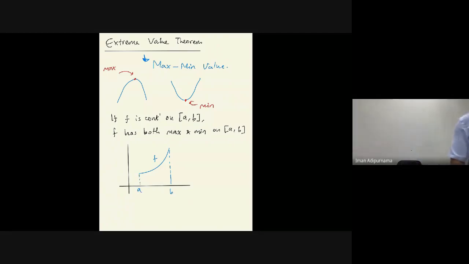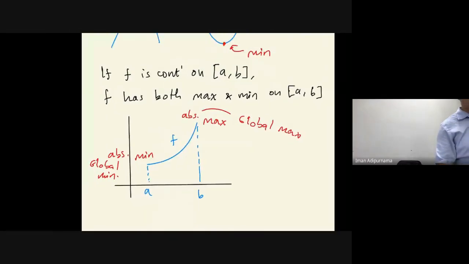Okay. We call this the maximum. We call this the minimum. Okay. If the function is only defined on a to b, we call this the absolute maximum. This is the absolute minimum. Sometimes we also call them global max and global min. But I think absolute is mostly used in this extreme value. Okay.